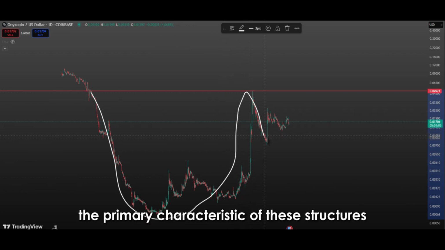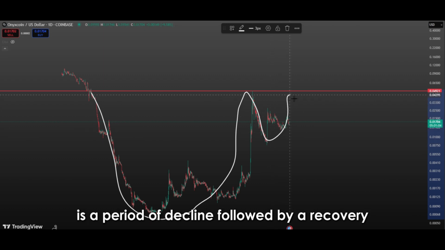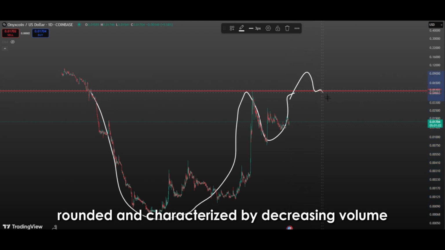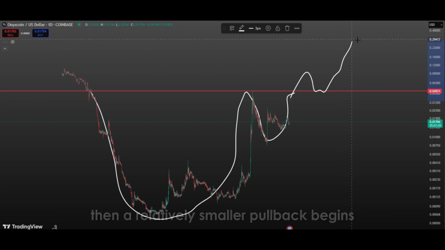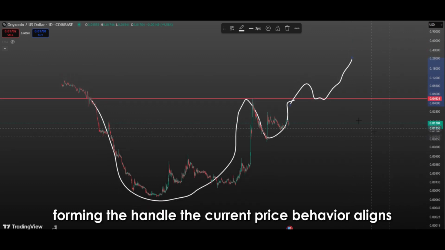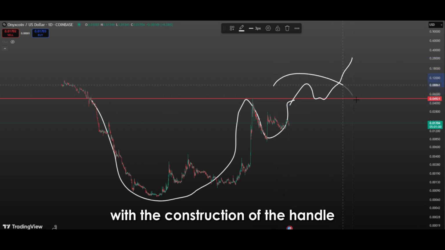The primary characteristic of these structures is a period of decline followed by a recovery. The price action first forms the cup, which is broad, rounded, and characterized by decreasing volume. Then, a relatively smaller pullback begins, forming the handle. The current price behavior aligns with the construction of the handle.